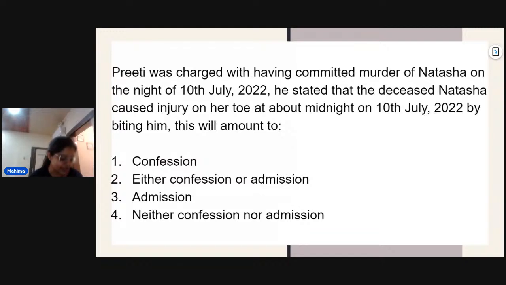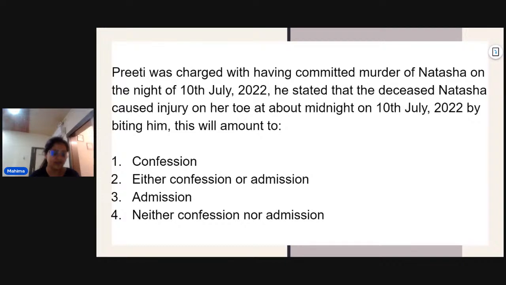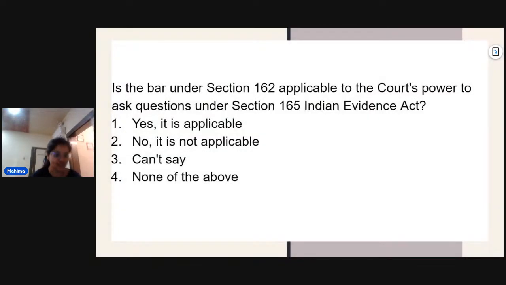Come on, guys. This is also an admission. It is not amounting to conviction. Obviously, the person is not expressing guilt, so that is why it will not be a confession, it is an admission. Yes, everyone is right, it is an admission.